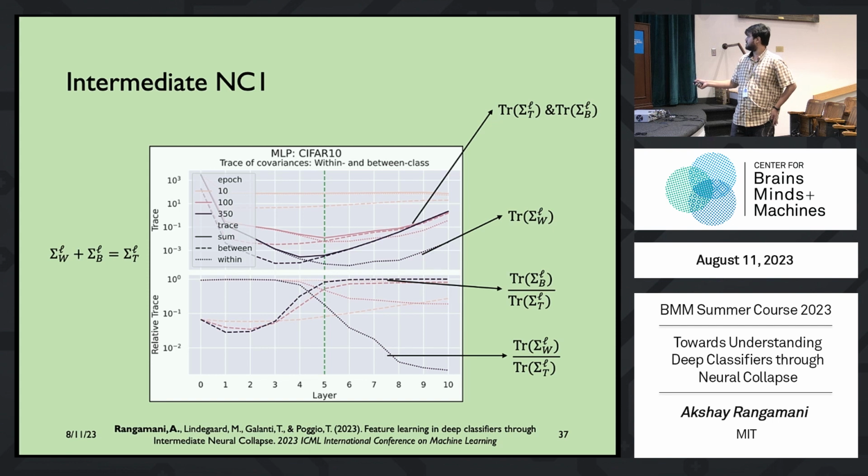The relative is just the trace of the between class covariance normalized by the total covariance. Again, the trace of the within class covariance normalized by the total covariance. So you can see that there's a layer in the deep network where your templates start to emerge, and from there on, the function of the rest of the network is to just concentrate your within class covariance to become smaller and smaller, and the between class covariance starts to dominate most of the total covariance. Okay.